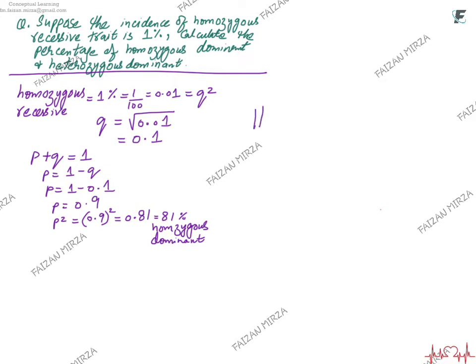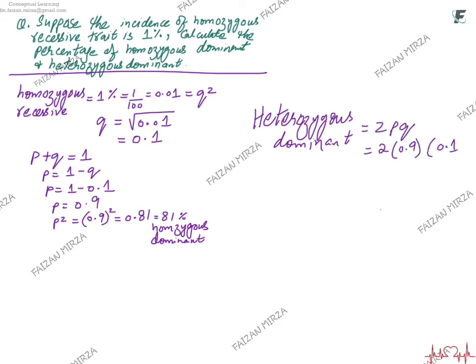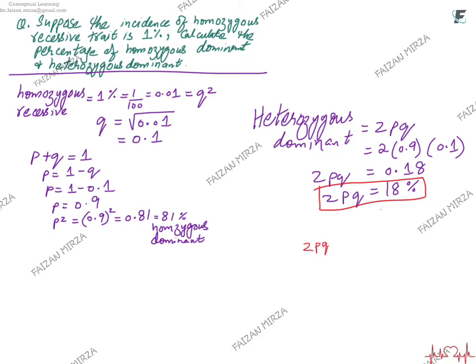Now, to work out the heterozygous condition, what do we do? We can use the formula which gives us 2pq. So using 2pq, we just substitute the values of p and q, 0.9 and 0.1 here. Multiplying it with 2, our 2pq value comes out to be 0.18. 0.18 corresponds to 18% in a population. So 18% of the population is heterozygous. Since 2pq represents heterozygous dominant, 18% is our answer, or 0.18, the frequency, is our answer.